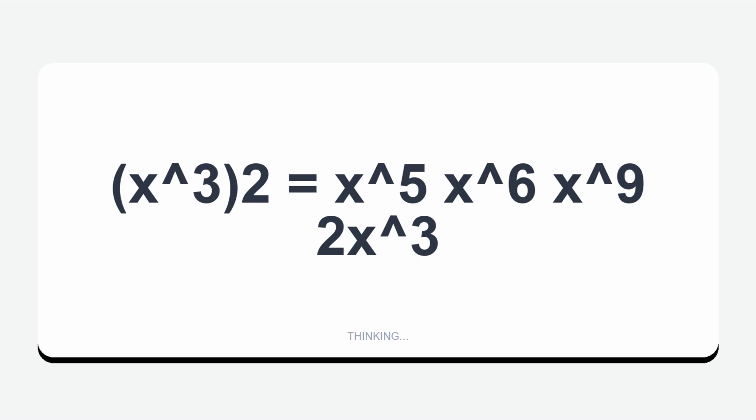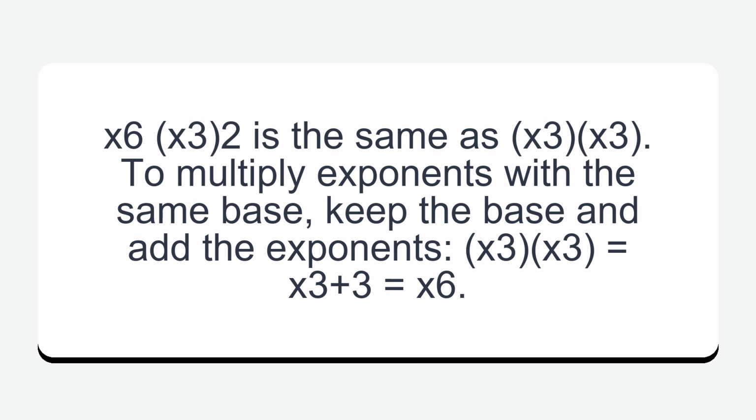x cubed times x cubed equals x to the 5th, x to the 6th, x to the 9th, 2x cubed. x to the 6th. x cubed times x cubed is the same as x cubed times x cubed. To multiply exponents with the same base, keep the base and add the exponents. x cubed times x cubed equals x to the 3 plus 3, which equals x to the 6th.